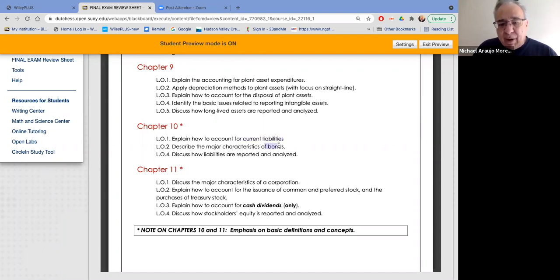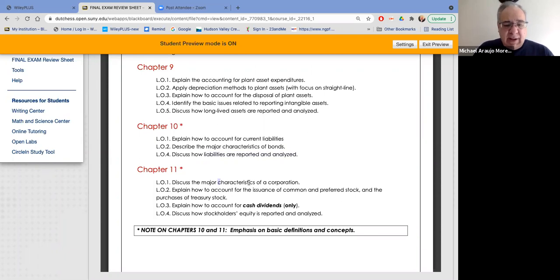We also learned about bonds and some of the characteristics of bonds. Just know that bonds are long-term loans from investors, so they'll be a long-term liability. There are some features to bonds, but in general, just some basics there. And again, we did some analysis, right? That debt to equity ratio, times interest earned. We did a few pieces of analysis that were very important as well.